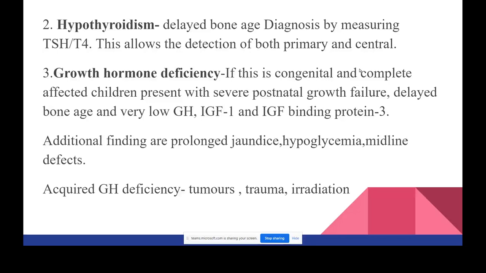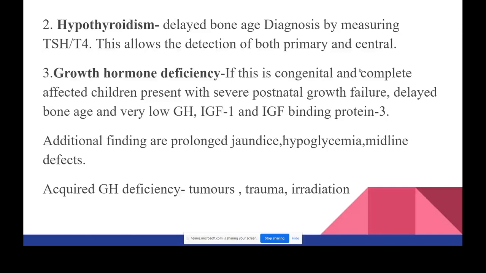Now, additional findings for panhypopituitarism: they come in the newborn period with some other odd features like prolonged jaundice and hypoglycemia. They can have midline defects, like a micropenis, and all those associated features give us an idea or clue towards panhypopituitarism. And acquired growth hormone deficiency can come with tumors, like a craniopharyngioma, especially one that blocks the pituitary gland, damages and erodes the pituitary, and with trauma and even irradiation.